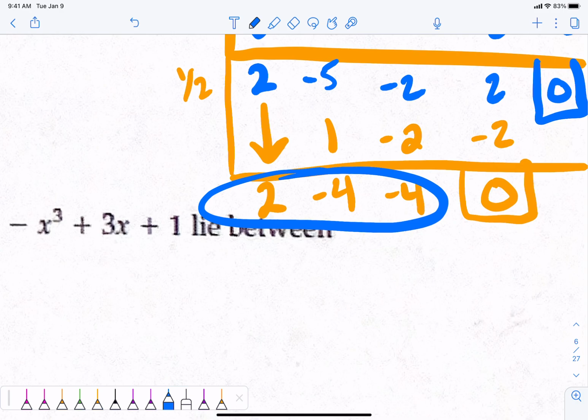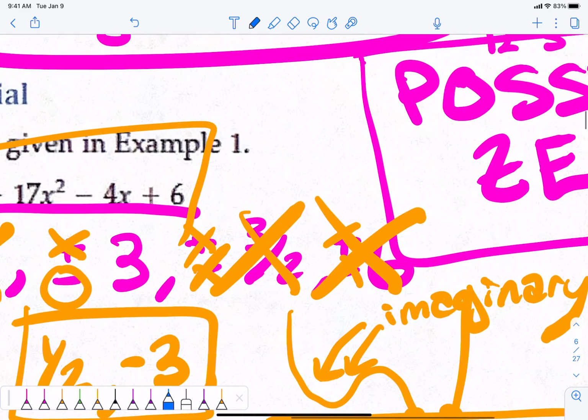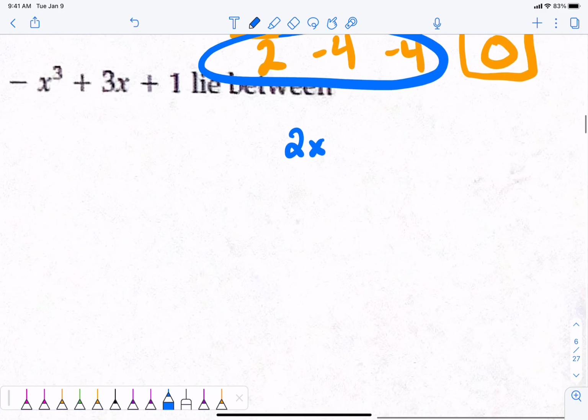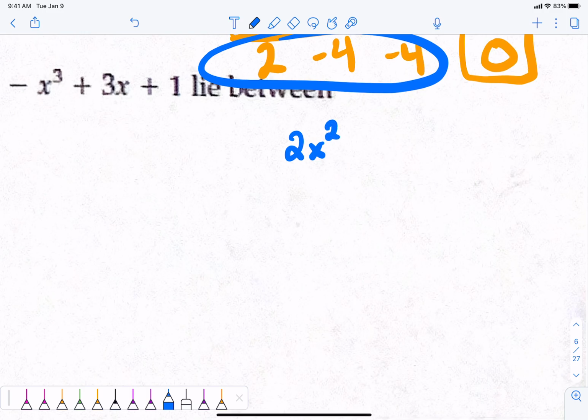So this guy, this is 2x to the what? Third. We started with x to the 4th, but how many did we divide off? 2 of them. So this should be x to the 2nd now. 2x squared minus 4x minus 4.